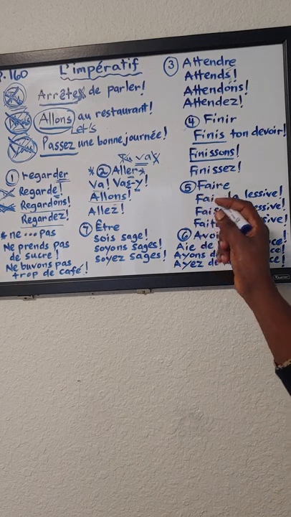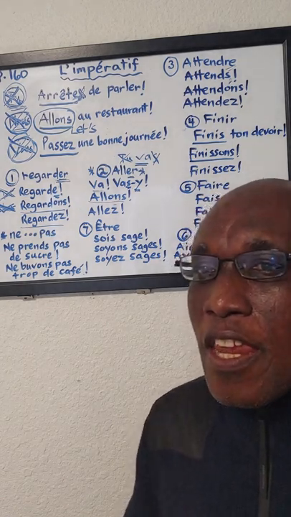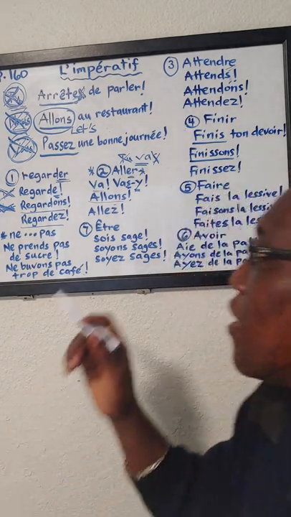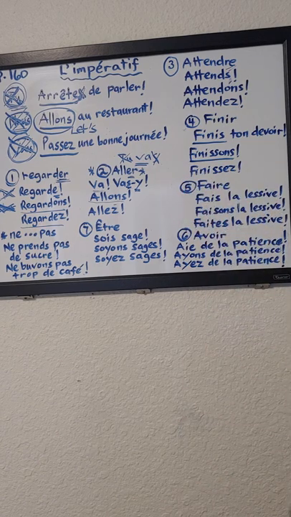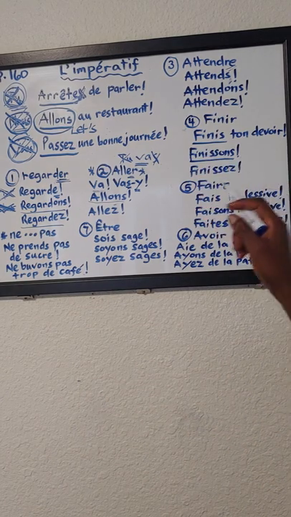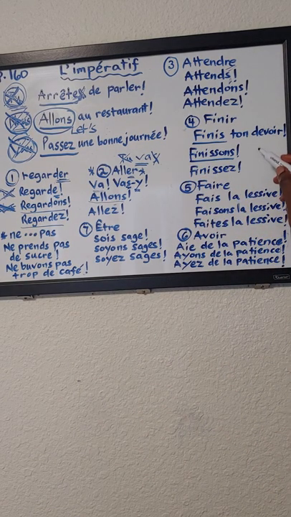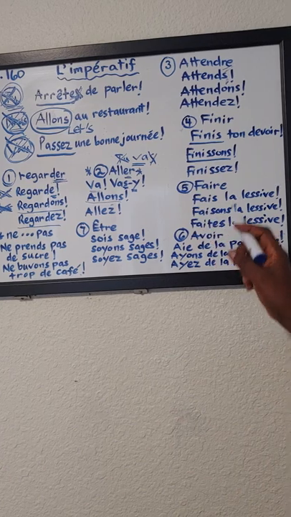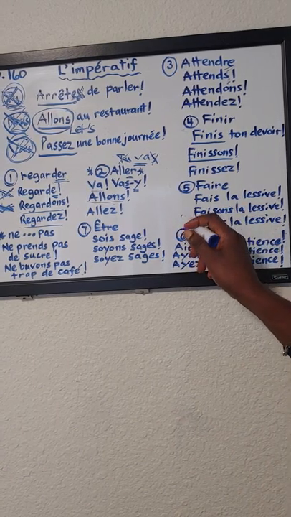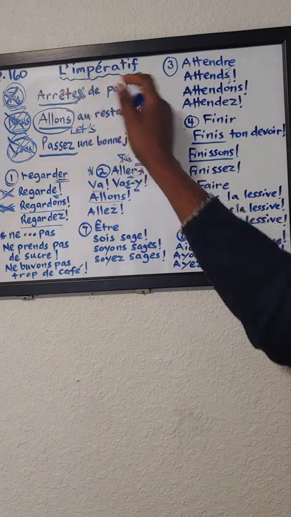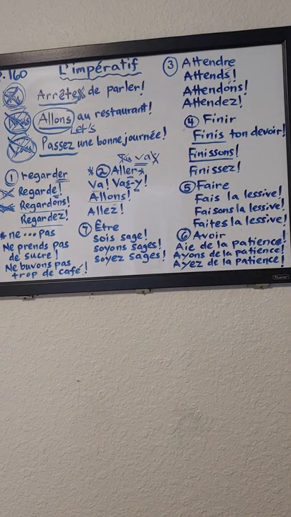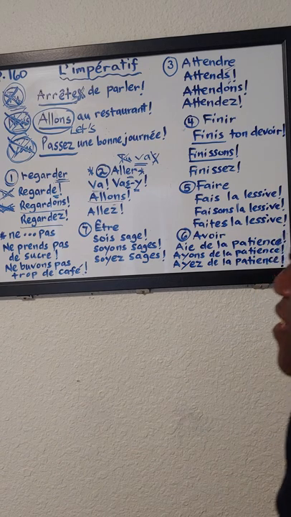Okay, and then you're talking to other people. You're saying, finish your dinner. Finissez votre dîner, right? Oh, finissez, finish. Finissons, let's finish. Finis, finish, right? Finis ton devoir, finissons notre dîner. Finissez votre dîner, right? Faire, the same conjugations that will go with the subject pronoun without the subject pronouns being used in the imperative, in the commands, right? Or the suggestions or your advice, all right?